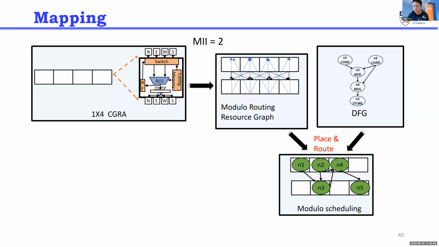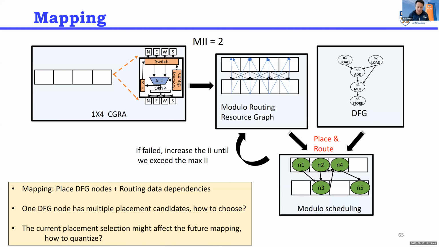However, it's not always possible that given an II, we can generate a feasible mapping. If we can't generate a mapping, we will increase the II until we exceed the maximum II. So in the next iteration, we will try II equal to 3 and replicate 3 times. If not possible, we increase to 4, and so on. Remember that for our hypercube we have 24 entries, which means the maximum possible II is 24. If we can't get a mapping within 24, it means we can't map the DFG with this CGRA. So the whole mapping process involves placing the DFG nodes and routing data dependencies.